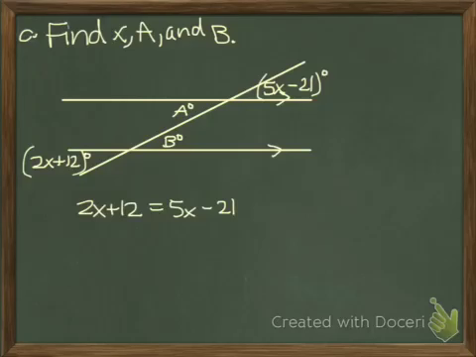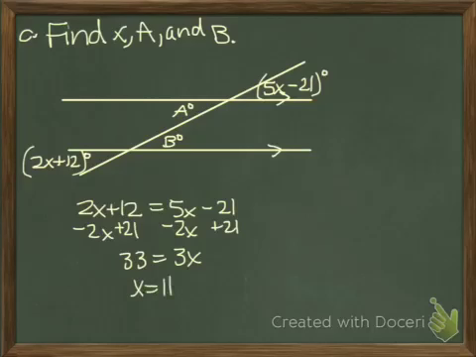So all we have to do is solve this equation: subtract 2x from both sides and add 21 to both sides. That gives us 33 is equal to 3x, and x equals 11.